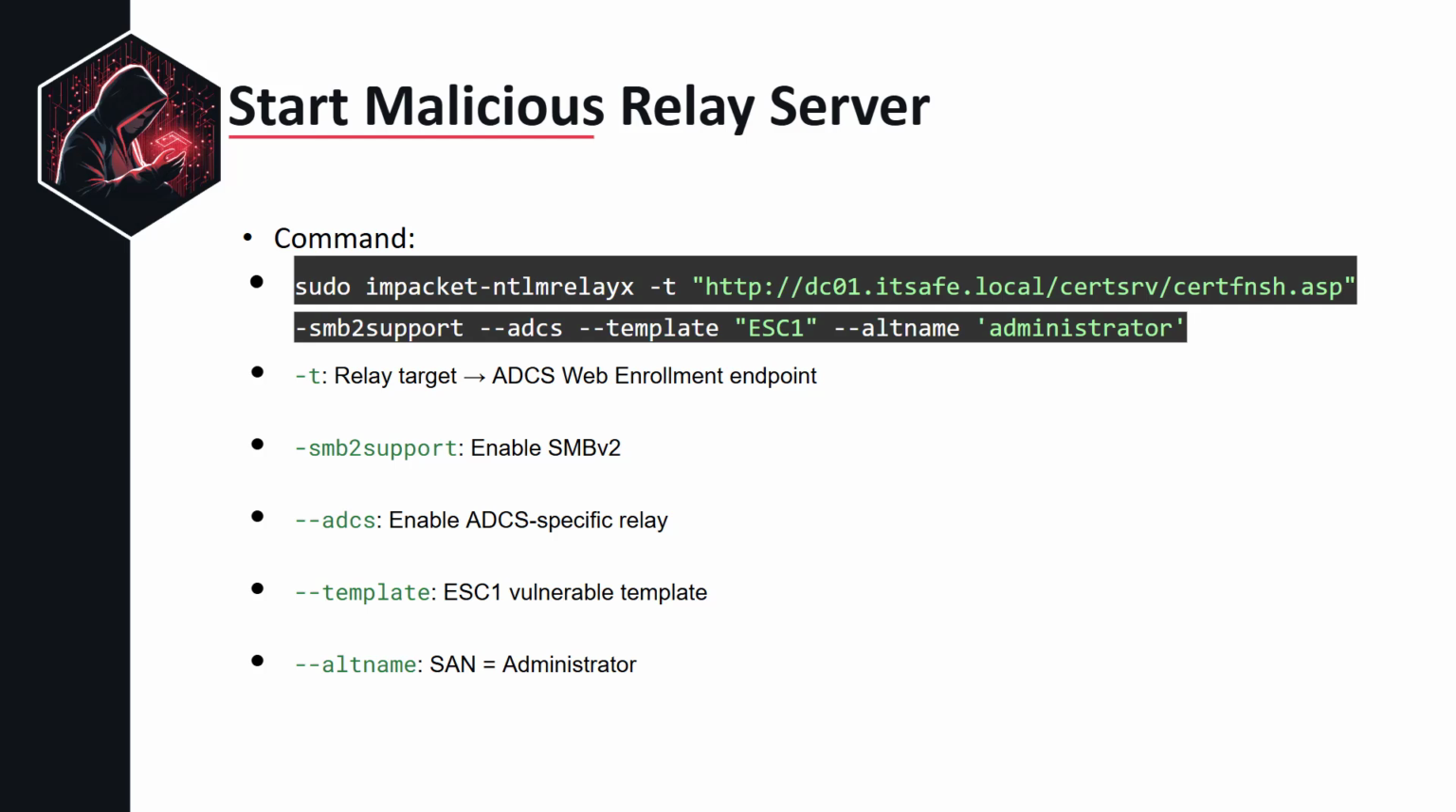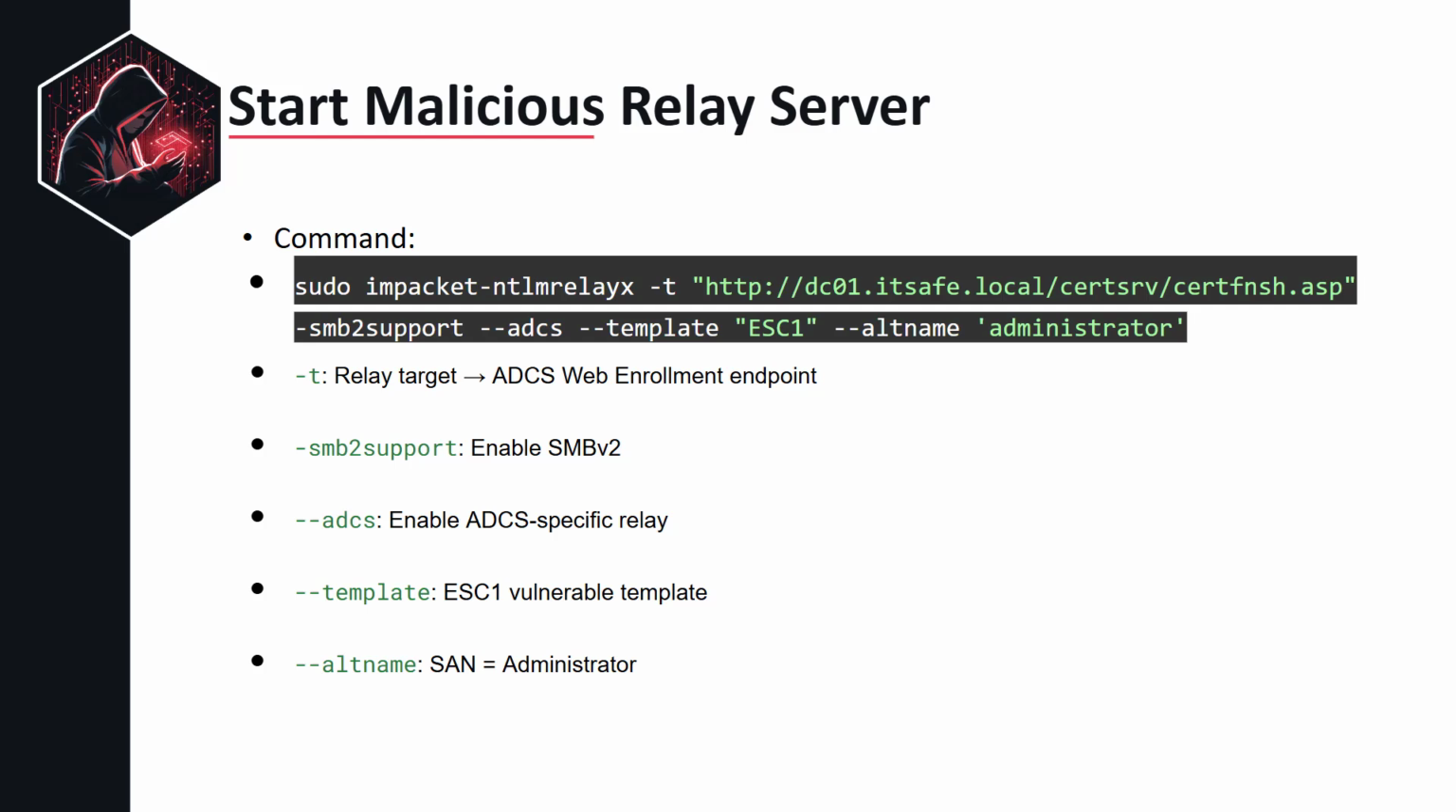Now let's understand the command. We'll use the -t flag to specify the target to which we'll relay the NetNTLM auth when we receive it. We want to relay it to the ADCS web server, whose URL is this, where DC01.itsafe.local is the FQDN of the domain controller, and the endpoint path is this. Next, we'll add the smb2support flag so that our malicious server supports SMBv2 authentication requests. Then we'll use the adcs flag to indicate to the tool that we are relaying to an ADCS server, so it needs to build the request accordingly.